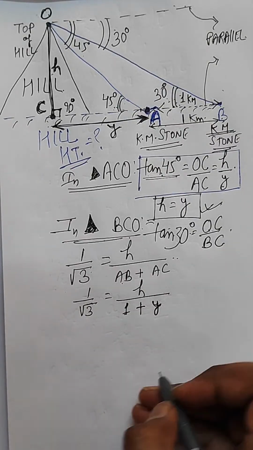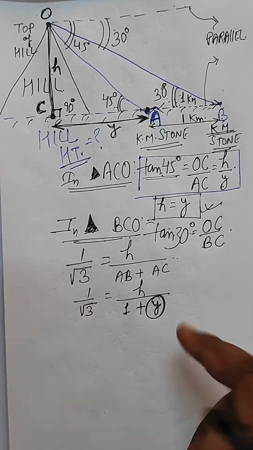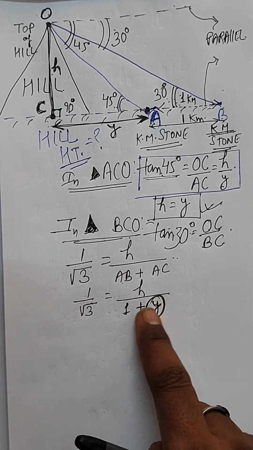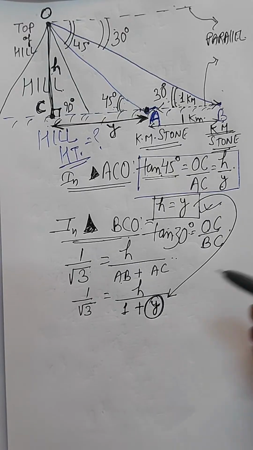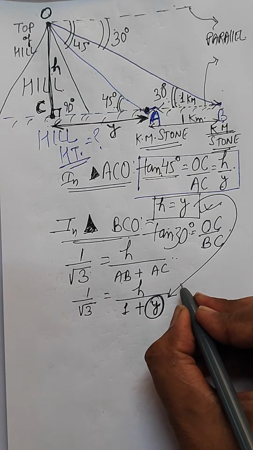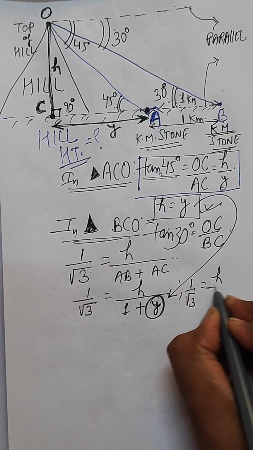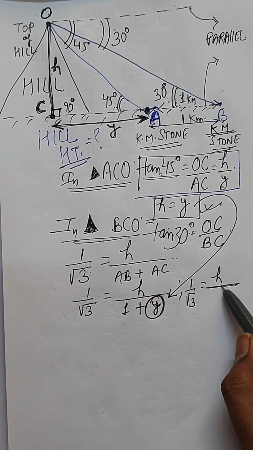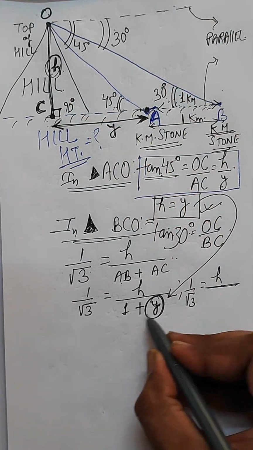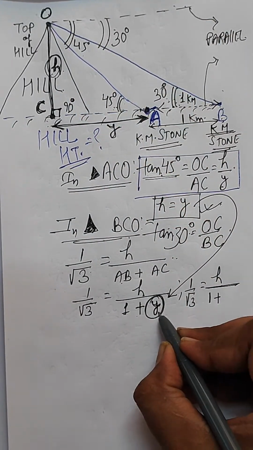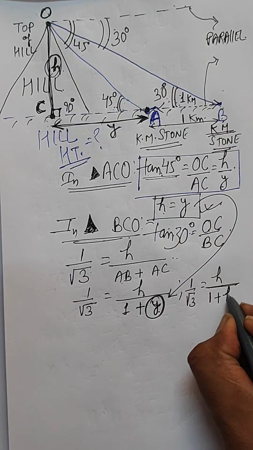Now from here you can just solve it, or you can substitute the value of Y, because we have two variables over here, H and Y. We need to find the value of H. So why don't you put the value of Y from here to here, right? So this will give you 1 by root 3 is equal to H by, keep H as it is, because we need to find the height of the hill, which we have assumed as H. H by 1 plus Y. In place of Y, use this relation Y equal to H. So put the value of H, right?